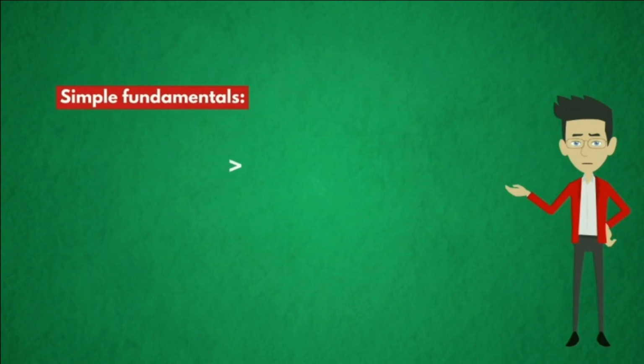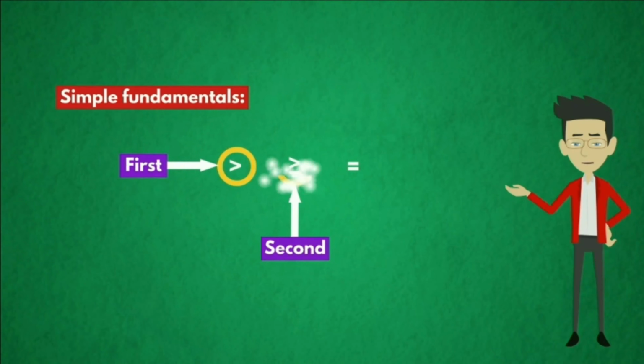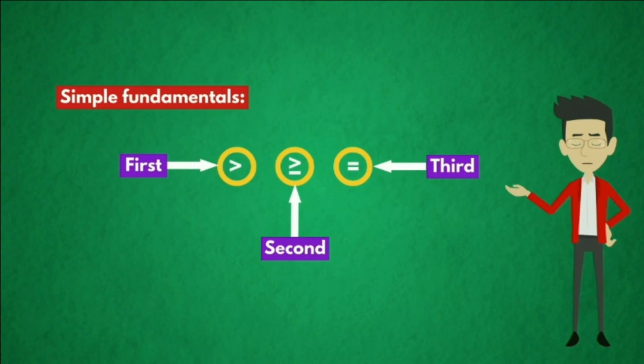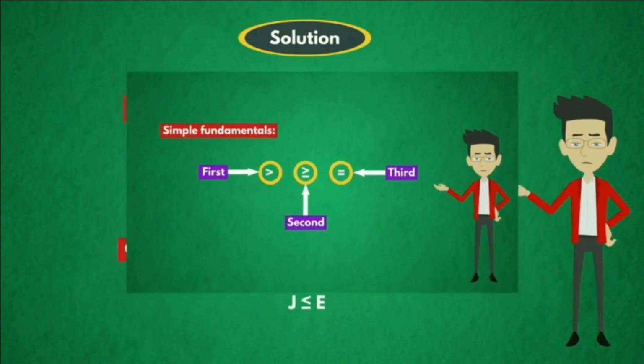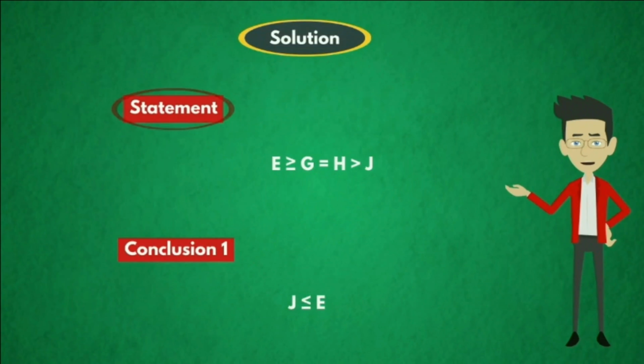We know that if the combination of greater than or equal to symbols, we will give first priority to greater than symbol and second priority to greater than or equal to symbol and third priority to equal to symbol. So here E greater than or equal to G equal to H greater than J, we can say that J less than E. But in the conclusion, it is J less than or equal to E. So conclusion 1 is false.